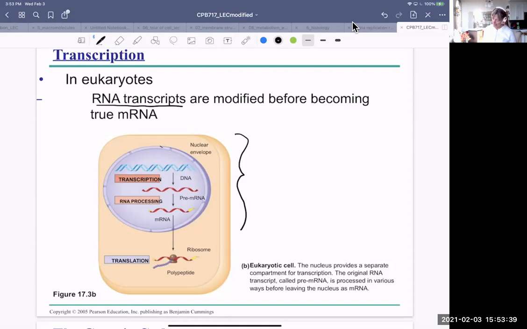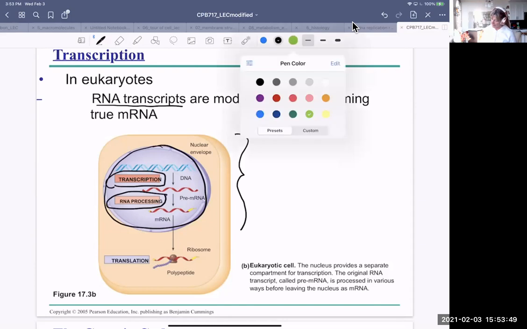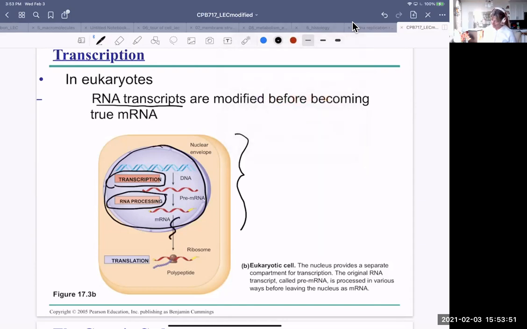So this is the nucleus here, and that's where transcription takes place, and that's where RNA processing takes place. But the messenger RNA just beetles on out through a pore and ends up in the cytoplasm. And that is where translation takes place, in the cytoplasm. And that's in a eukaryote.